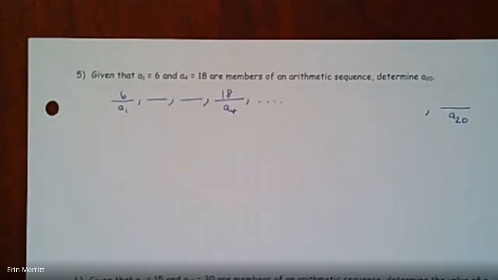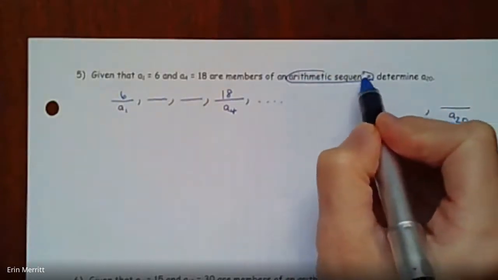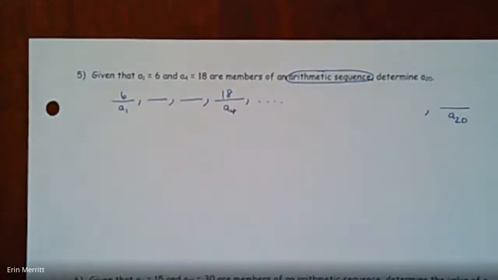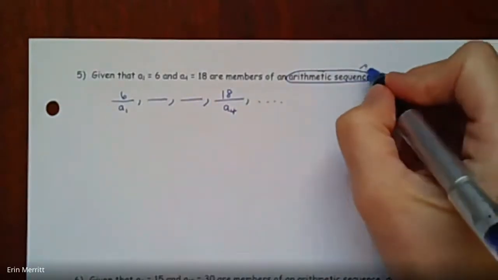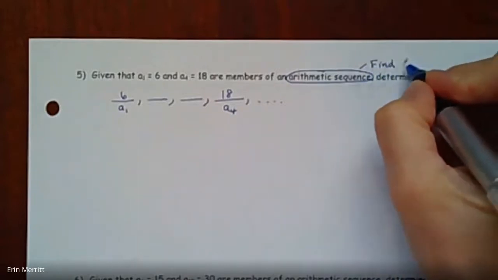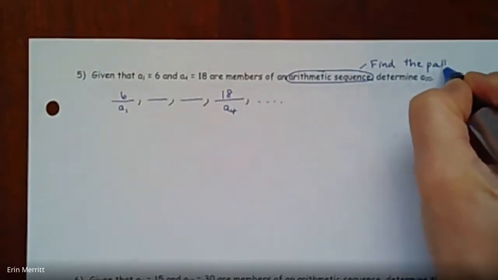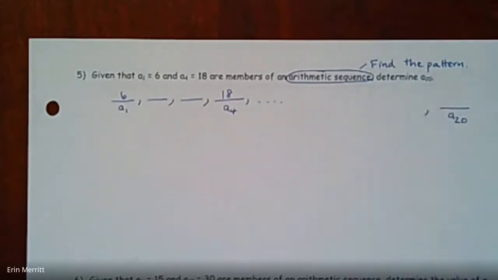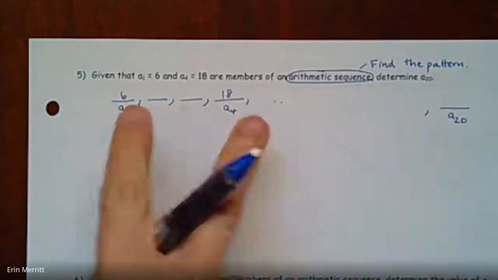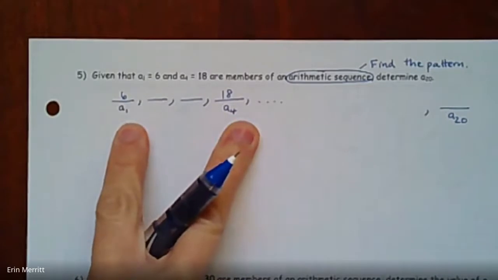So we have to figure out if it's arithmetic, what the heck is the pattern? Are we adding? Are we subtracting? And by how much? All right. So the goal here is we need to find the pattern. So what we're going to use is not this down here, but this initial part. So think about what's happening.